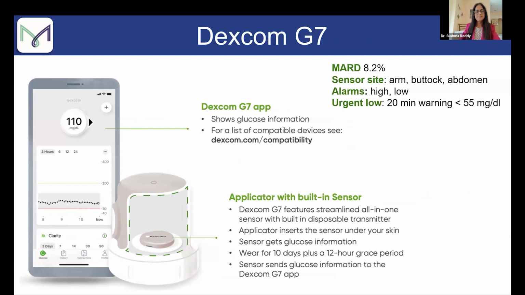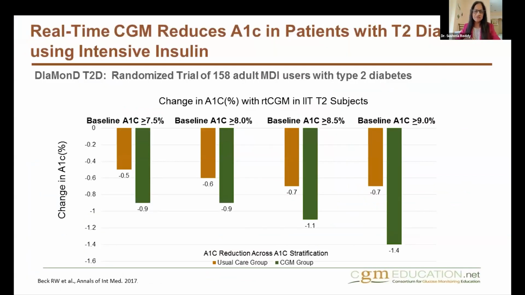So how do we know that CGM helps? This is the first study that was a randomized trial of 158 patients with type 2. In brown is the usual care group, in green is the CGM group. And you can see that in the group that used CGM in all categories, there was a significant reduction in A1C compared to the usual care group. Here with the group with the baseline A1C of over 9, you see a 1.4% reduction in A1C versus 0.7. So this was the first study that showed us that CGM works in patients who are on multiple insulin injections, and you get better outcomes than using just a blood glucose meter.